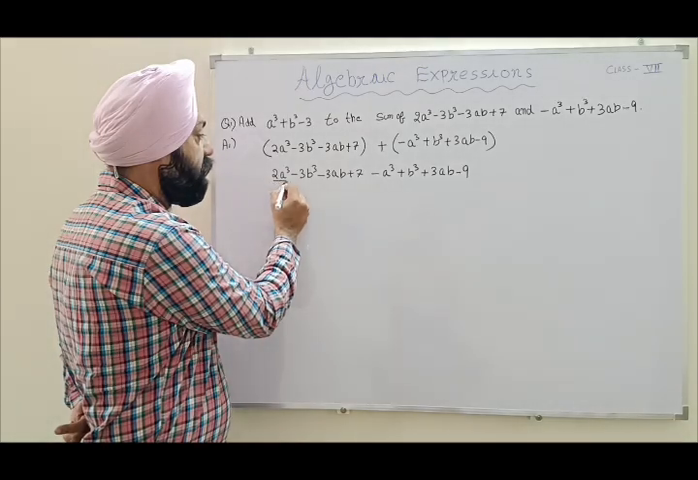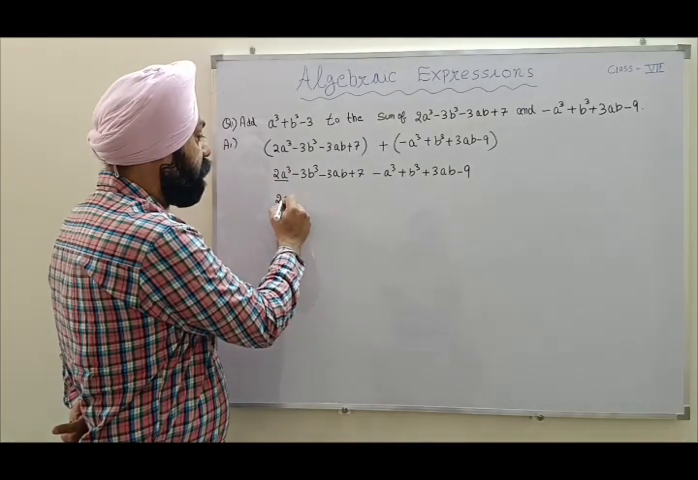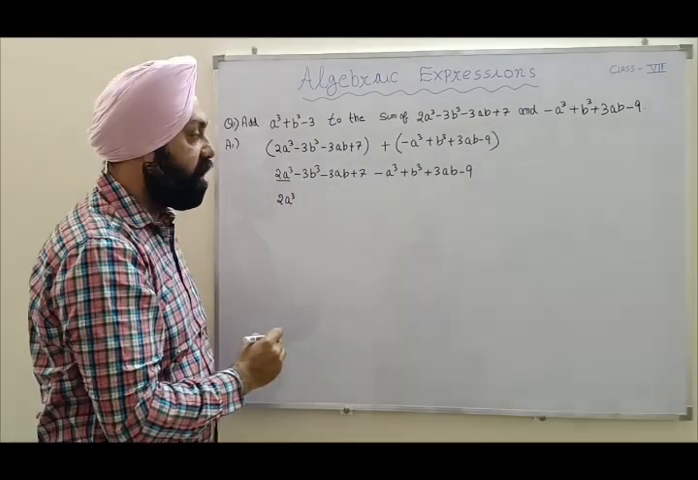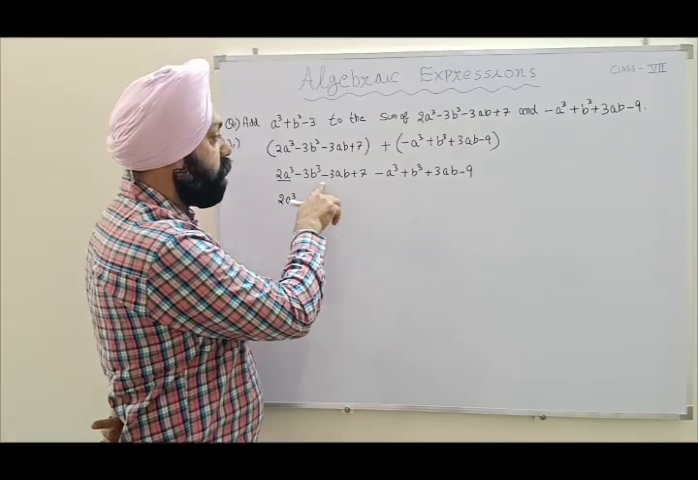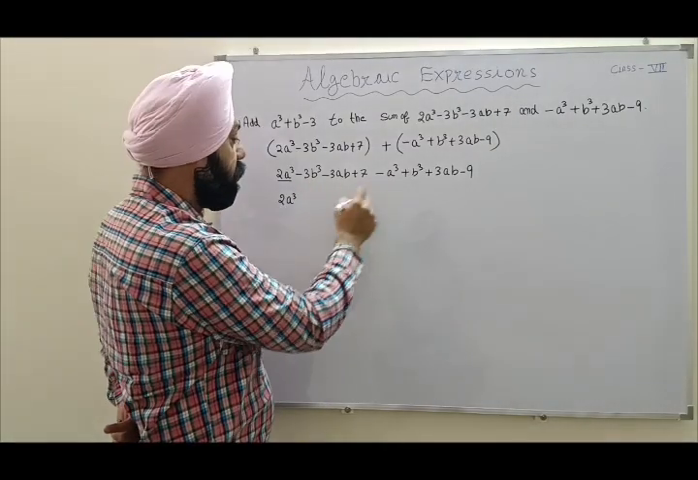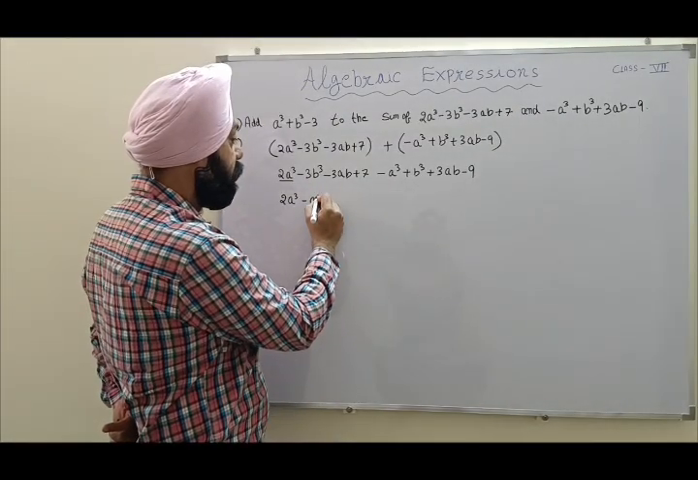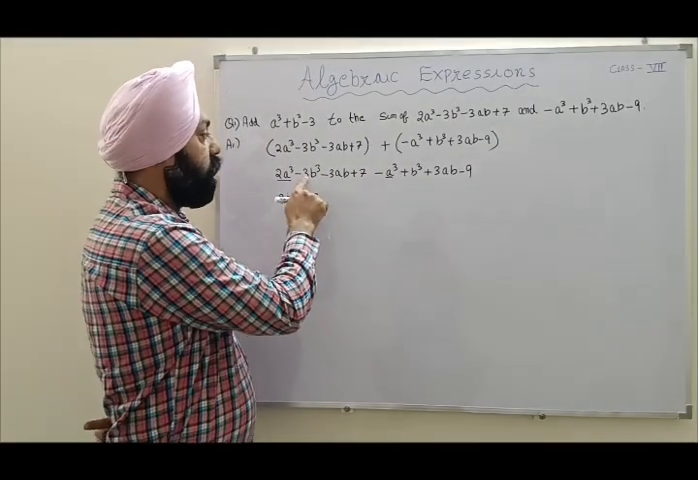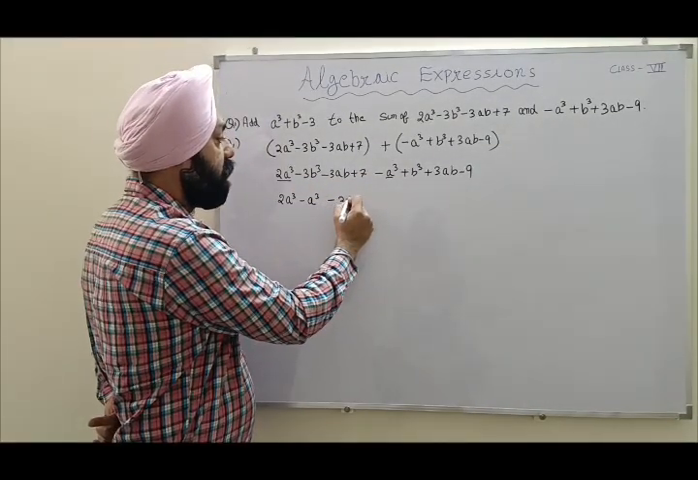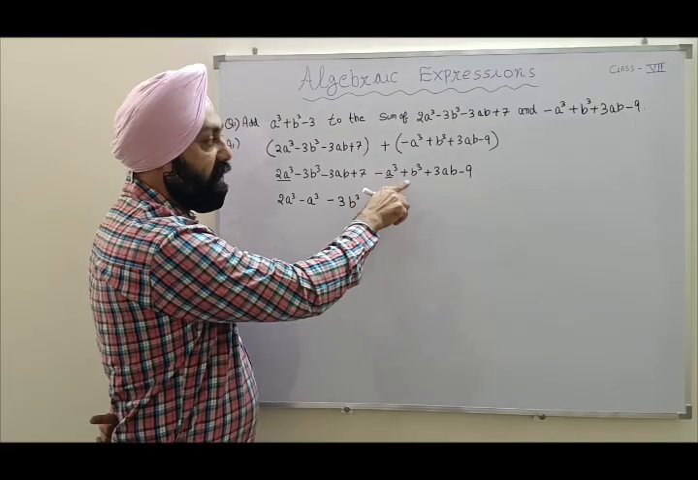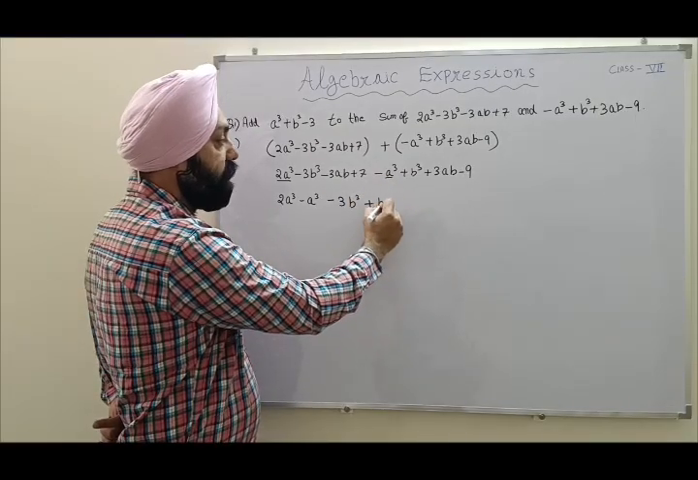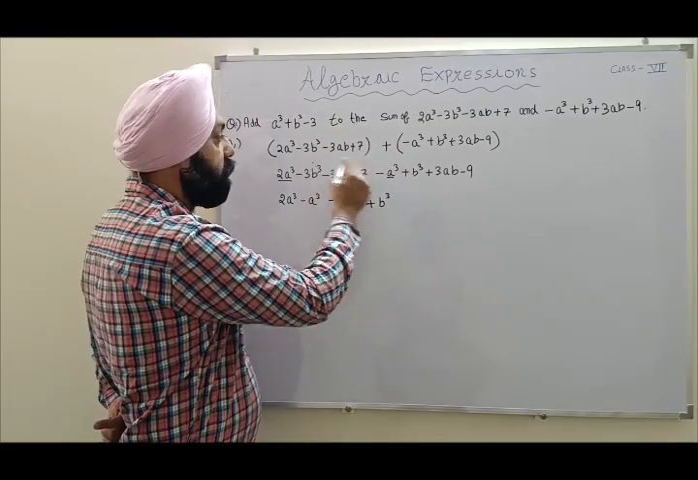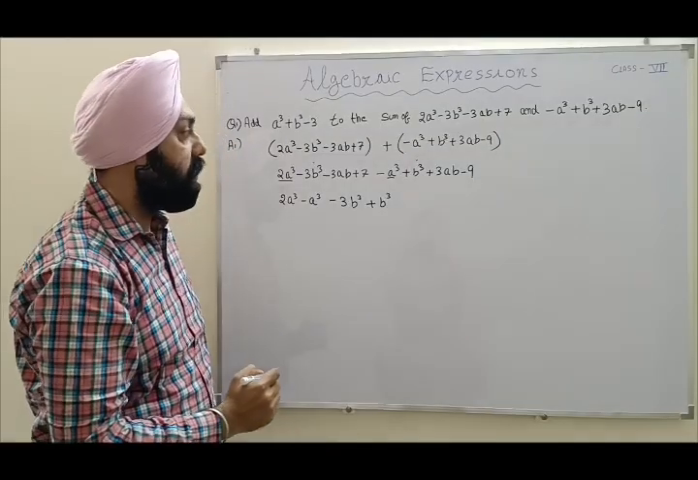So first we will take this 2a cube. We have to find another term having a cube in it. So we have this term, and we will write it as minus a cube. So these two terms are done. Now we will move on to the next term, that is minus 3b cube. Another term having b cube is 1b cube, or simply b cube. So these two terms are done.